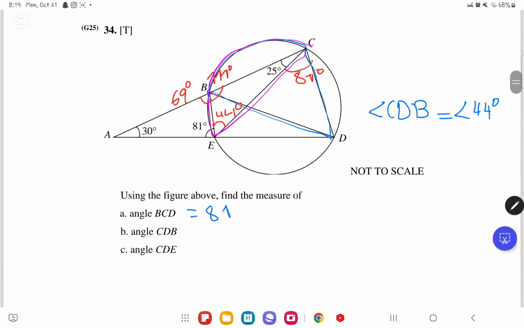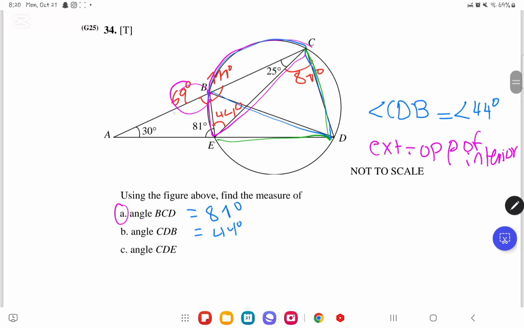So if this one was 81, then this one is 44 degrees. And now finally they need the angle CDE. If you notice again, we have the same logic as part A, where the exterior angle is equal to the opposite of interior in the cyclic quadrilateral. So this is the exterior angle of this over here, and the opposite angle is CDE. So very simply, the exterior angle, which is 69 degrees, is equal to the opposite of the interior, which is angle CDE. So angle CDE is equal to 69 degrees.